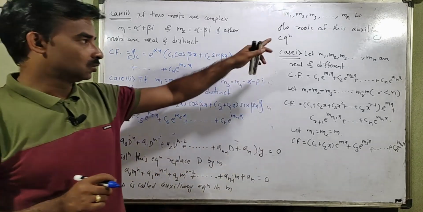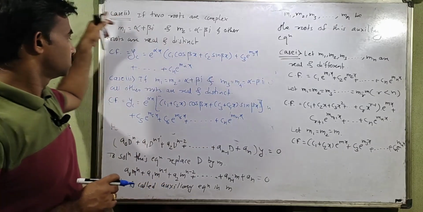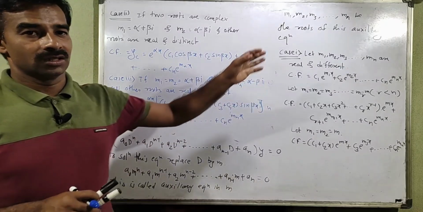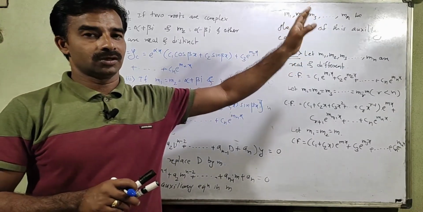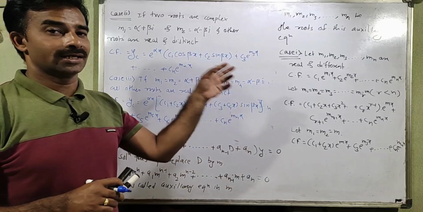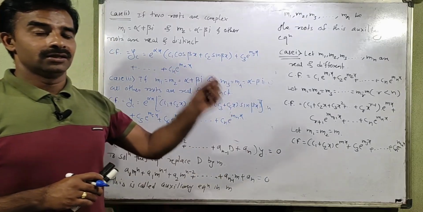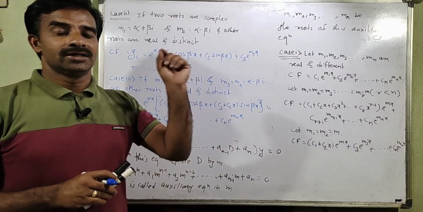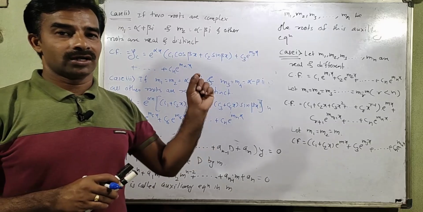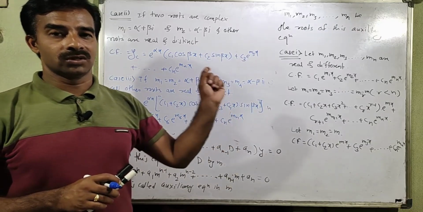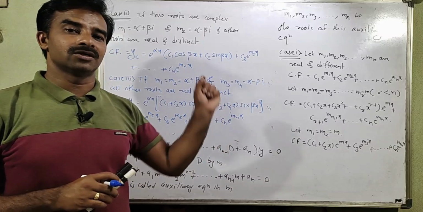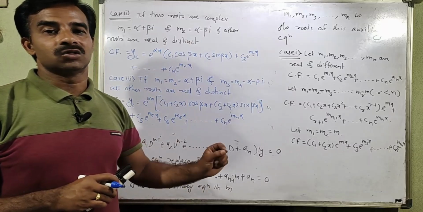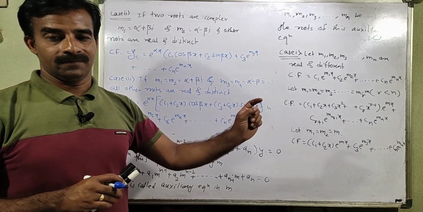Then we go through case number 1, case number 2, and case number 3. Let us consider m1, m2, m3, and so on up to mn, all roots real and distinct. Then the complementary function yc is equal to c1 e raised to m1x plus c2 e raised to m2x plus c3 e raised to m3x, and so on up to cn e raised to mnx.